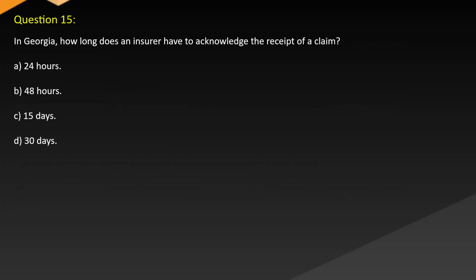Question 15. In Georgia, how long does an insurer have to acknowledge the receipt of a claim? A. 24 hours. B. 48 hours. C. 15 days. D. 30 days.